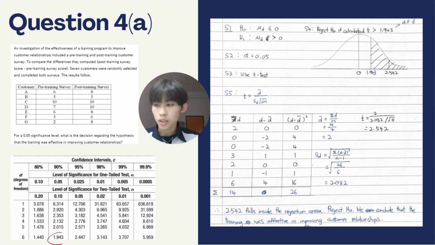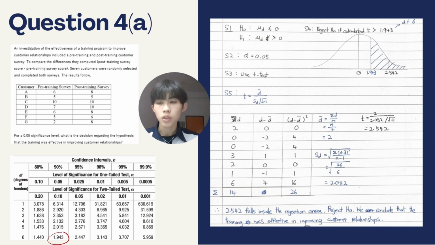The second column is d minus d bar, where d bar is the mean of the differences, and the third column is d minus d bar squared. After I calculate the details, we will get the sum of the differences and the sum of the d minus d bar squared. What is the d bar? D bar is the mean of the differences, calculated by the sum of d divided by n, which is 14 divided by 7, and we will get d bar equals 2.